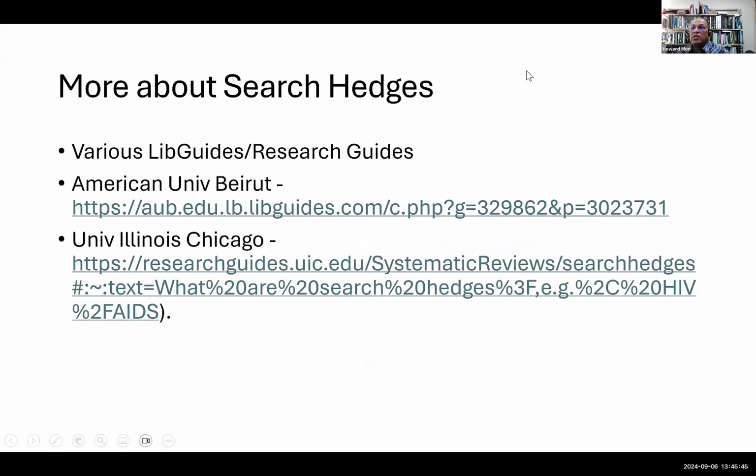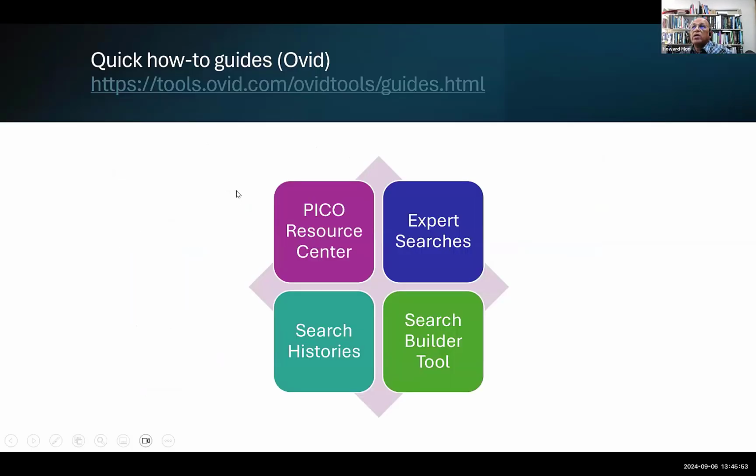More about search hedges, I use American University of Beirut. University of Illinois Chicago also has great information about that, so make sure to check these two links. There are other how-to guides from Ovid, including how to put together a PICO question, a resource center on doing that, how to do expert searches, and how to work with search histories, which is great when you're working with multiple terms or complex searches. It's better to break it down and look at what works and what doesn't, and then start combining those terms until you get something really useful. And the Search Builder tool.